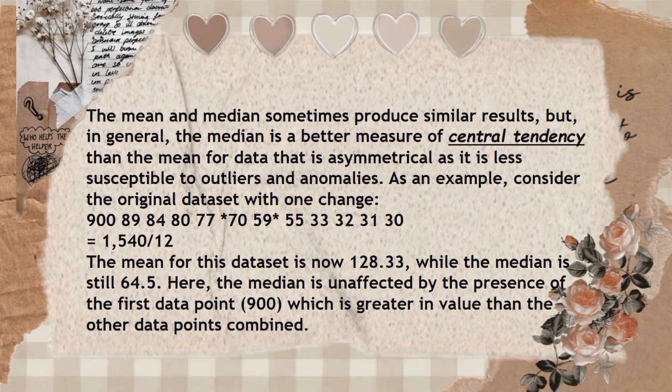As an example, consider the original dataset with one more value. You're just going to get the sum of these numbers and divide it by 13. The mean for this dataset is now 128.33, while the median is still 64.5. Here, the median is unaffected by the presence of the first data point, 900, which is greater in value than the other data points combined.